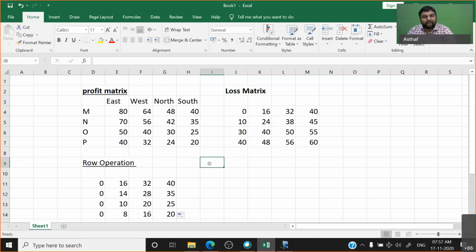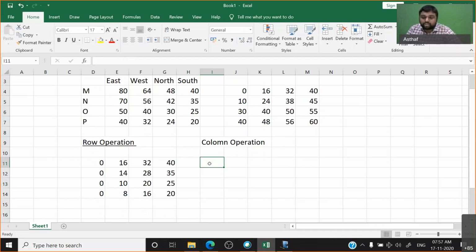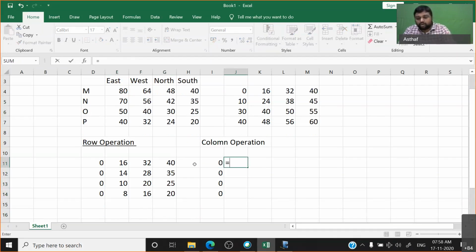Once we did the row operation, next what do we have to do? We have to do the column operation. What is the column operation? The same thing. We have to identify the column-wise least number. If you look at this data, the column-wise least number in the first case is 0, so we put 0. Next case, the column-wise least number is 8. Next case, it is 8.